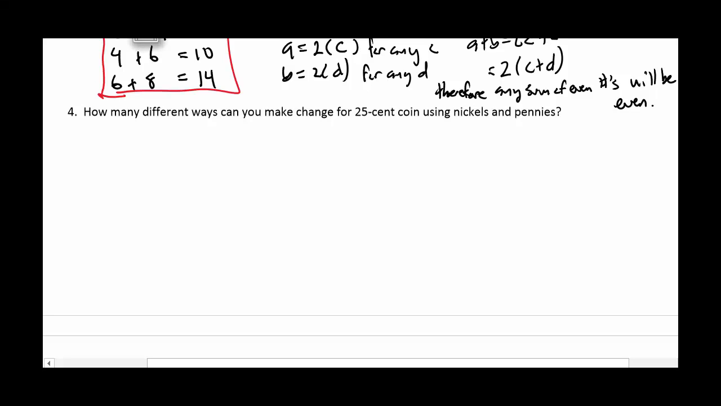All right. Another topic that showed up in this first unit is, in a general sense, something called problem solving, which is a clever way of saying I'm going to throw random questions at you and just see how you do. It's not quite true. There's some pattern to the types of questions I'll throw at you. But number 4 here definitely fits in that category. How many different ways can you make change for a 25-cent coin using nickels and pennies?